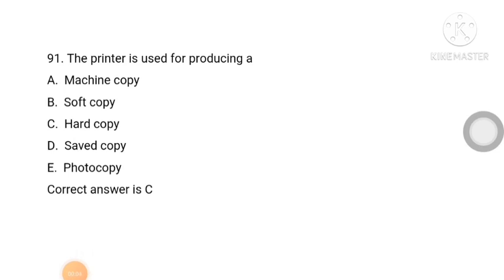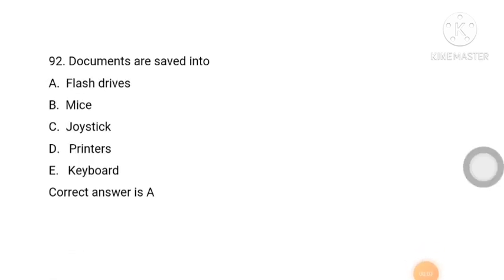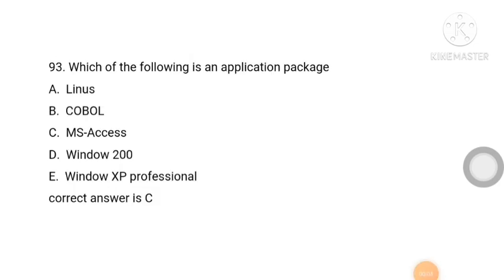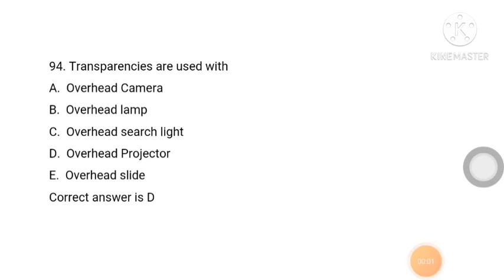91. The printer is used for producing a hard copy. The correct answer is C, a hard copy. 92. Documents are saved into a flash drive. The correct answer is A, into flash drives. 93. Which of the following is an application package? MS Access. The correct answer is C, MS Access. 94. Transparencies are used with overhead projector. The correct answer is D, overhead projector.